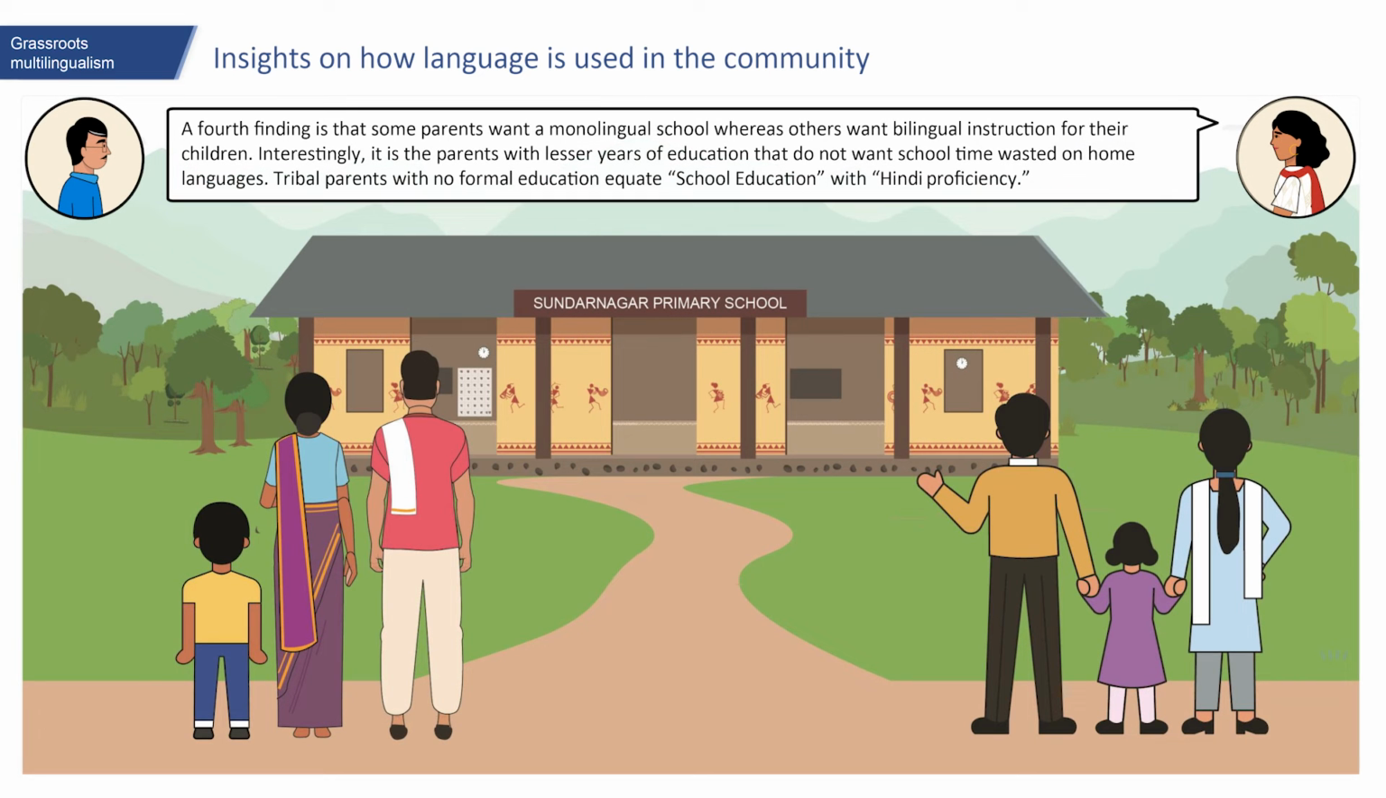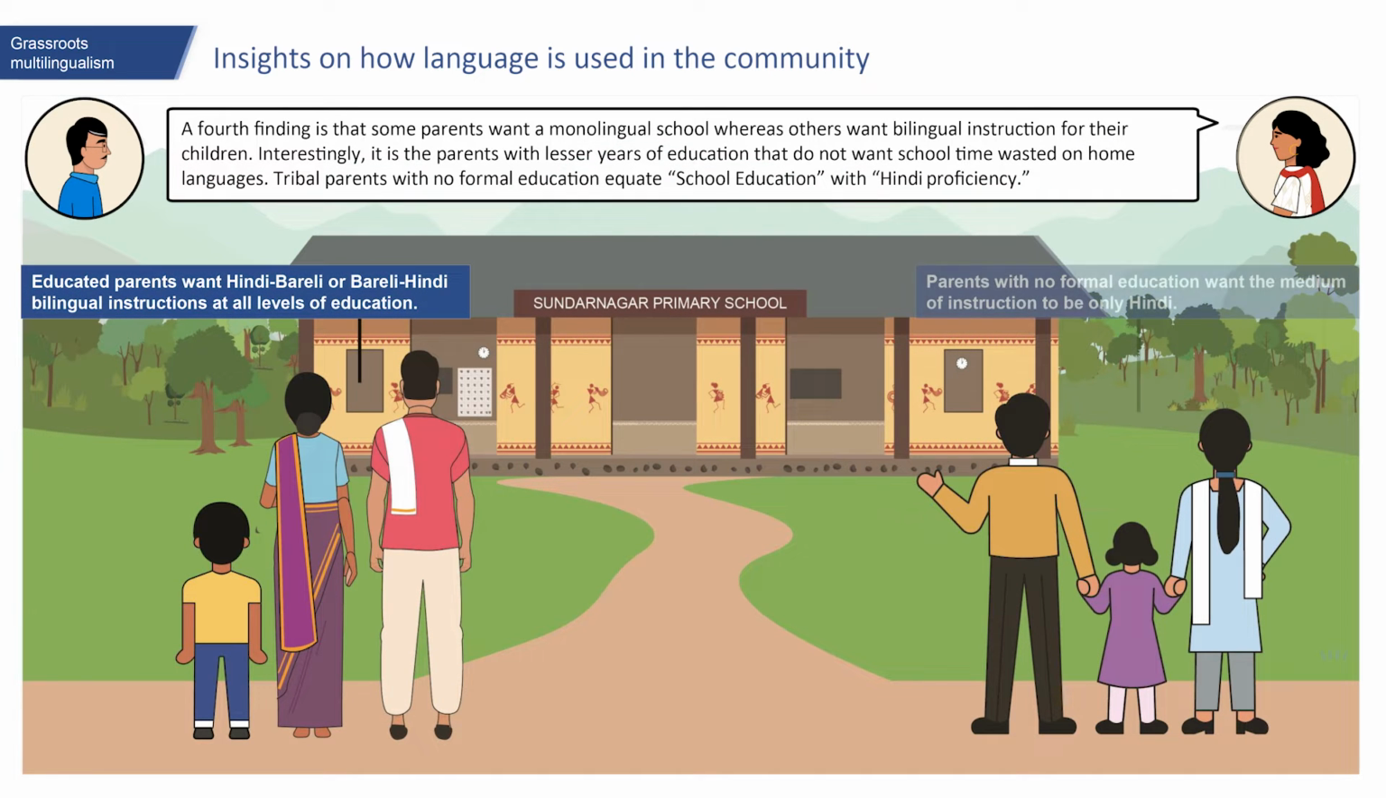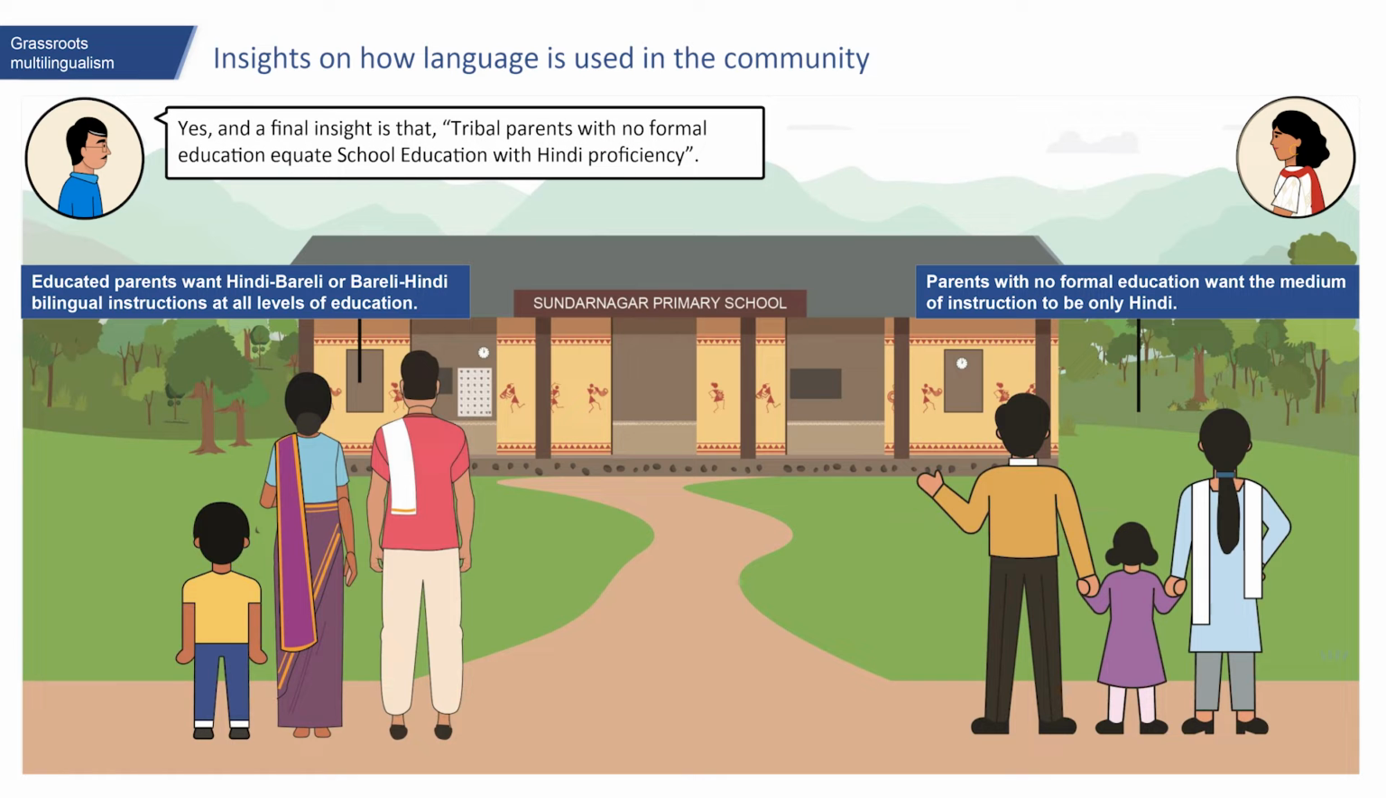A fourth finding is that some parents want a monolingual school, whereas others want bilingual instruction for their children. Interestingly, it is the parents with lesser years of education that do not want school time wasted on home languages. Tribal parents with no formal education equate school education with Hindi proficiency.